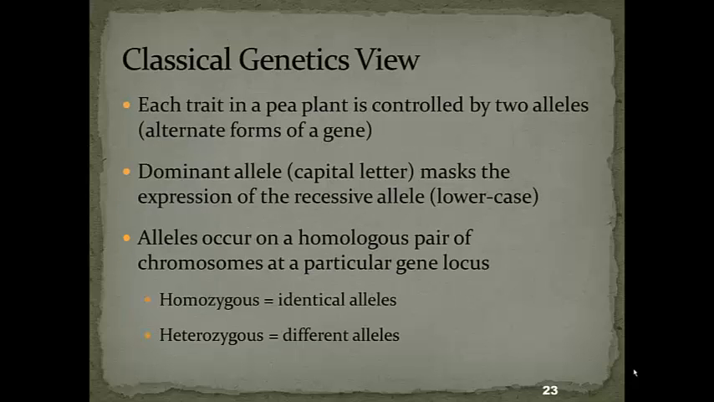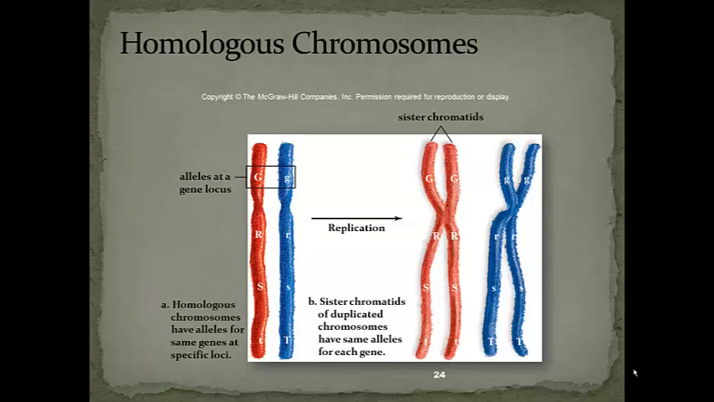So this is a more modern description of what Mendel figured out. Every trait in a pea plant, granted every trait in any diploid individual, is controlled by 2 alleles. The dominant allele is going to mask the expression of the recessive allele when they show up together. Alleles occur on homologous chromosomes at a particular spot. If they carry identical information, they're homozygous. If they carry different information, they're heterozygous.